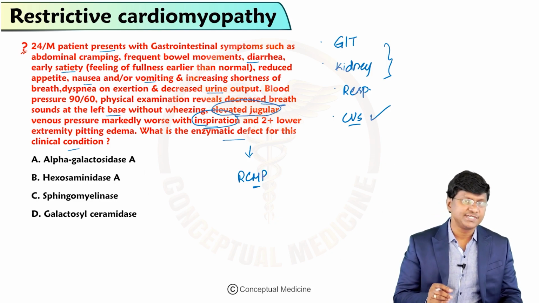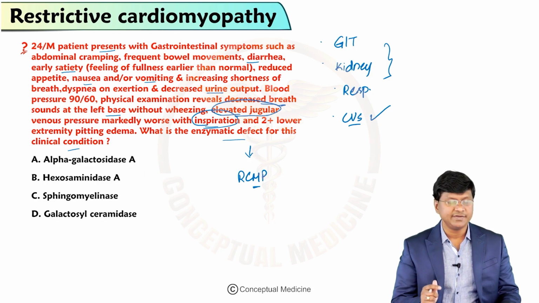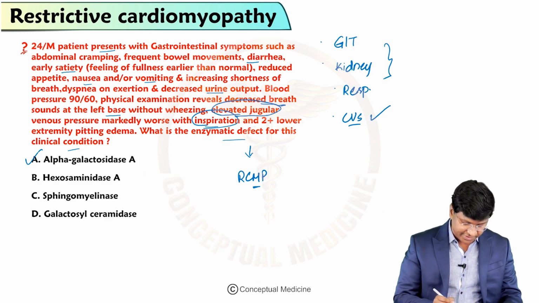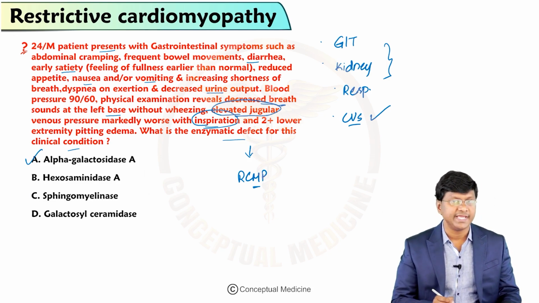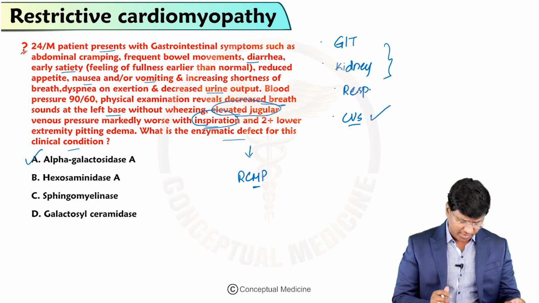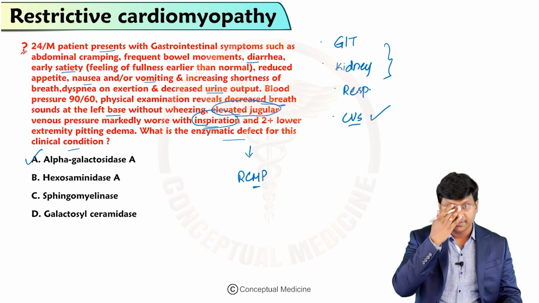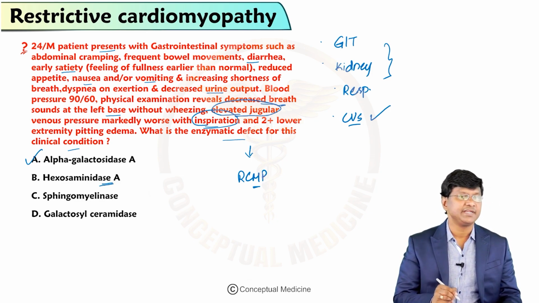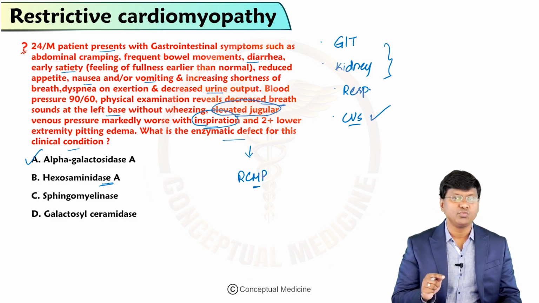So the etiology of restrictive cardiomyopathy where you have multiple system involvement is Fabry's disease, right, which is a lysosomal storage disorder in which the enzyme which is defective or deficient is alpha galactosidase A deficiency, right? So the answer is A. Then what about the other options, right? Hexosaminidase A enzymatic defect is present in Tay-Sachs disease. And in Tay-Sachs, there is only involvement of the brain as well as retina.